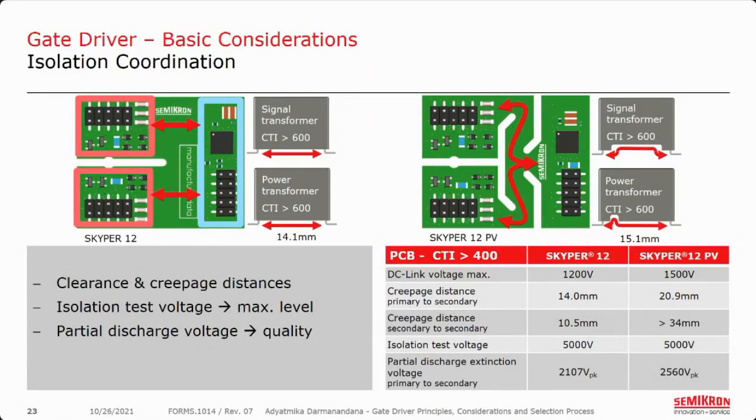At Semikron, we use a minimum CTI of 175 and a typical isolation test voltage of 4000 volt. But in this case, for example, this Skyper 12, we have a minimum CTI of 400 and an isolation test voltage of 5000 volt. To increase the isolation level, we also have such slits to increase the creepage distances.